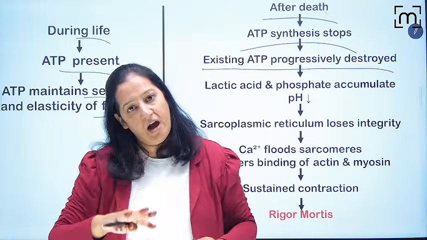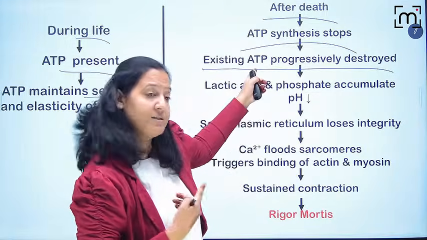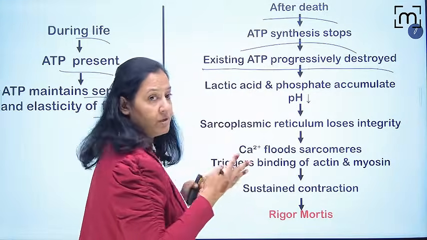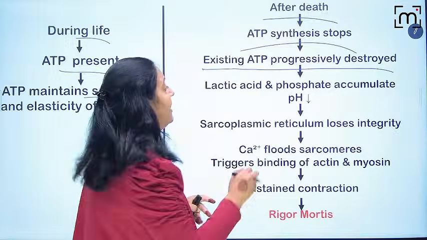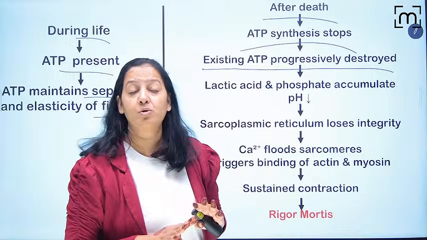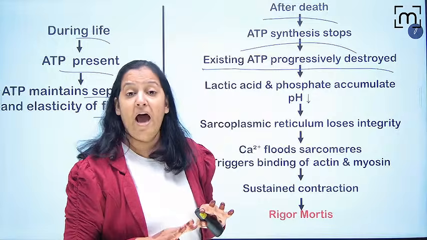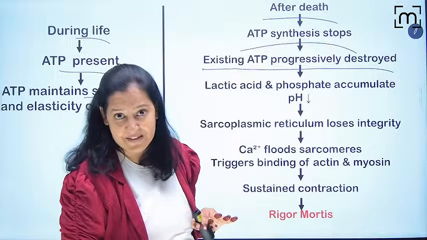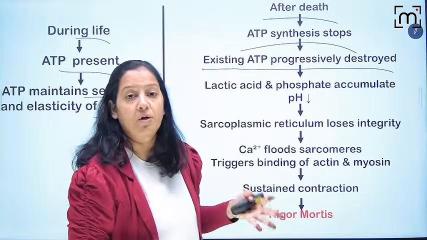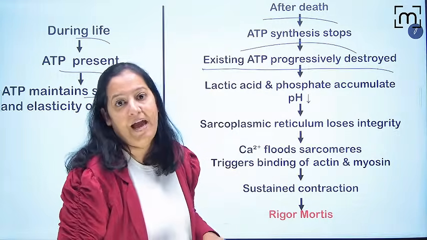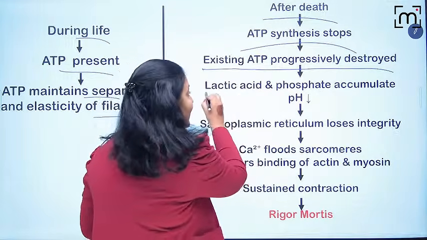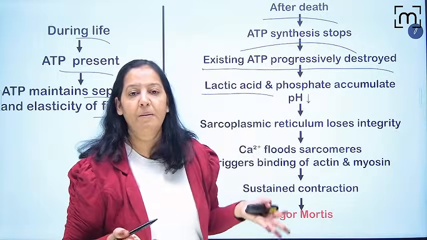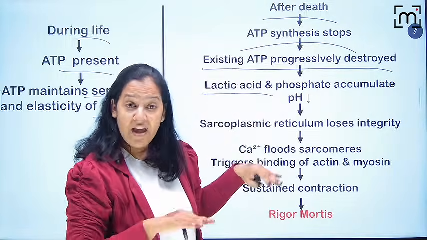But after half an hour to 1 hour, the ATP gets exhausted. After that, there is no more ATP. Because there is no more ATP, there is no aerobic glycolysis. In mitochondria, oxidative phosphorylation takes place in the presence of oxygen, so there is no ATP generation. Now anaerobic glycolysis takes place, leading to generation of lactic acid. When there is no ATP, the body is trying to generate ATP with the help of anaerobic glycolysis.